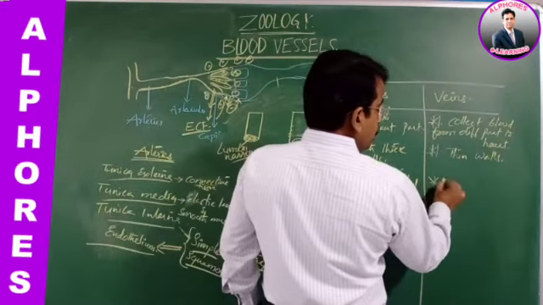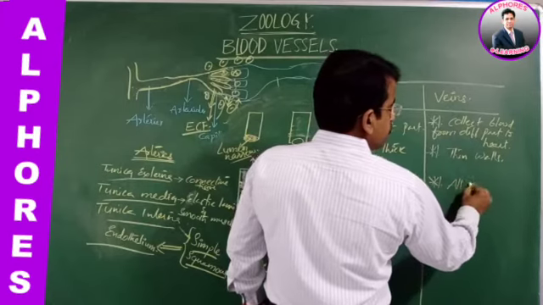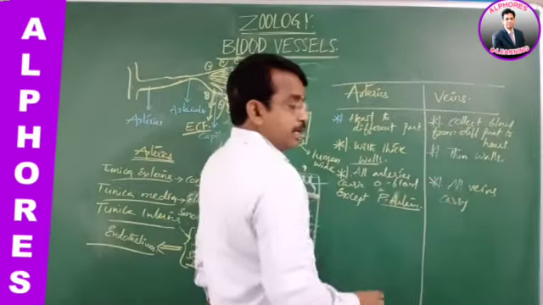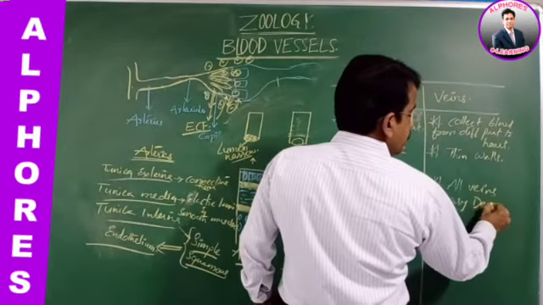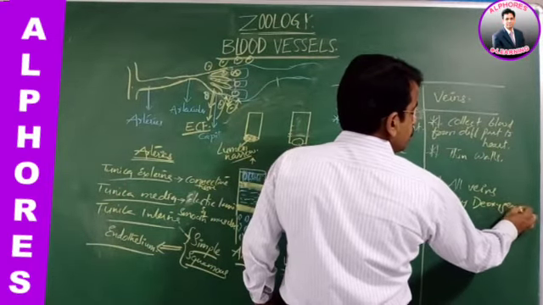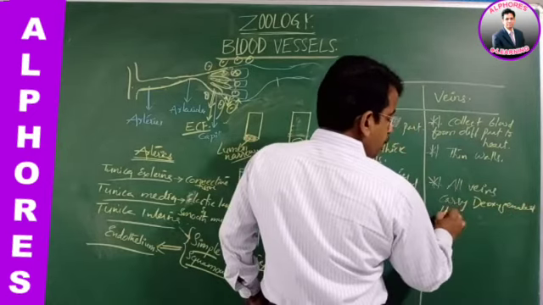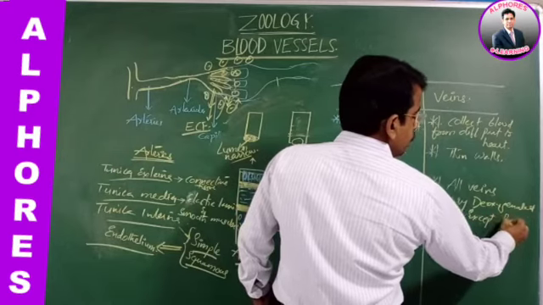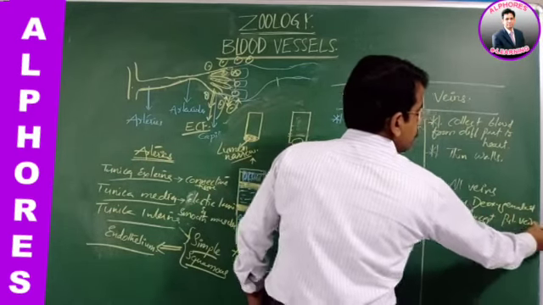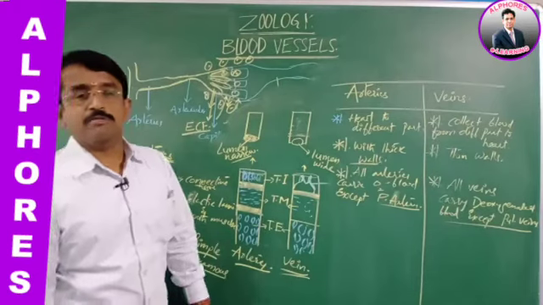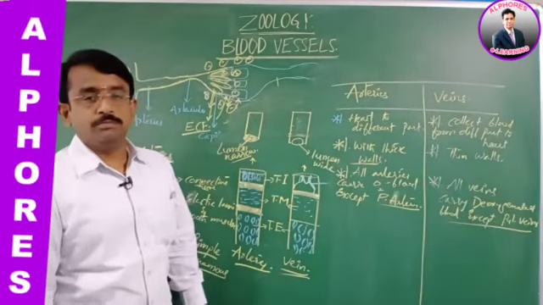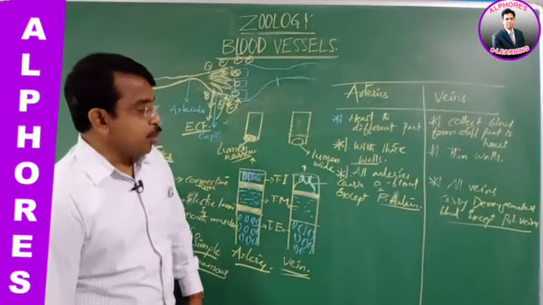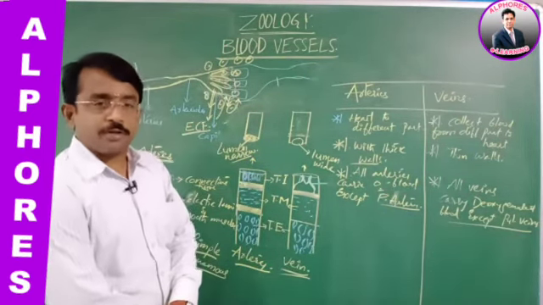All veins carry deoxygenated blood, except pulmonary veins. So all arteries are carrying oxygenated blood except the pulmonary artery.